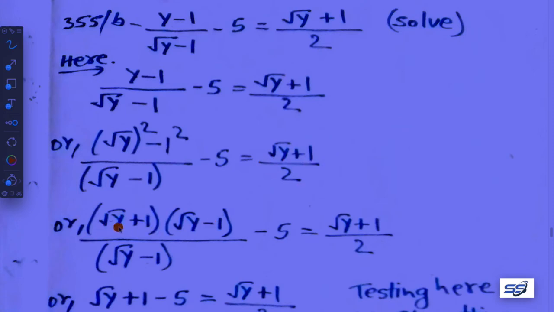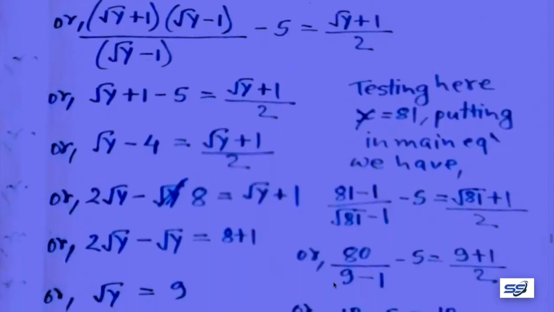Root y plus 1, root y minus 1, this is expanded as per formula. This one is expanded as per formula, so comes here (root y plus 1)(root y minus 1) whole upon root y minus 1 minus 5 equal (root y plus 1) whole upon 2. Root y minus 1 and root y minus 1 both are cancelled, so comes here root y plus 1 minus 5 equal (root y plus 1) whole upon 2.